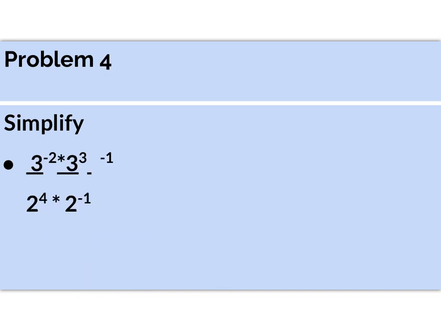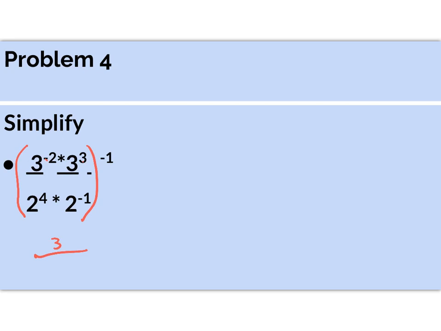Our last example. Okay, this looks a lot crazy, but there's supposed to be a parenthesis here. And so make sure we're dealing with the same base. So -2 and 3, since they're being multiplied, what we are going to do is add. -2 plus 3 is 1, so you get 3.